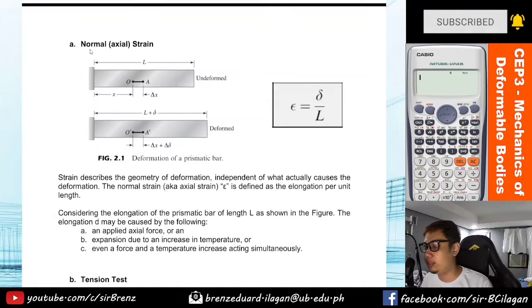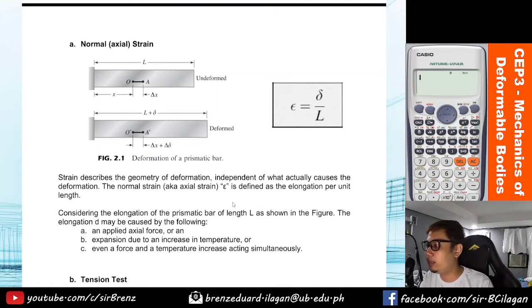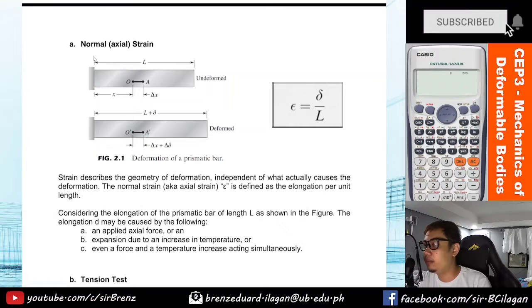Ito muna pala is yung normal or yung axial strain. So ang sinasabi lang dito guys, originally, yung bar mo has a length of L. Ngayon, because of a tensile force here, this is the undeformed state. So before mo i-apply yung load, yung undeformed state niya is ganito. Originally, ganyan yung iyong bar.